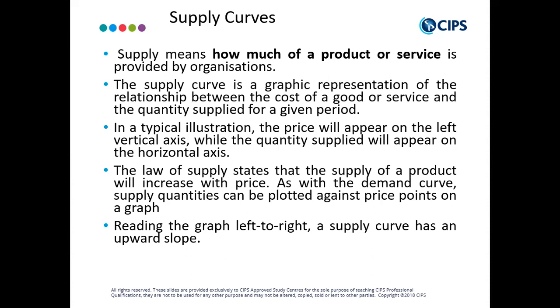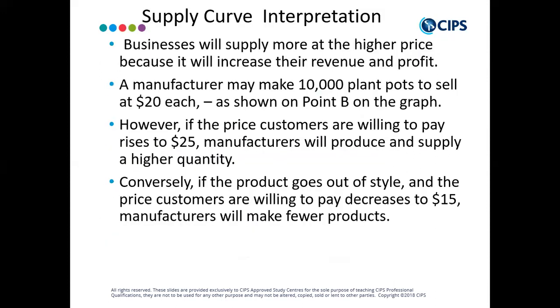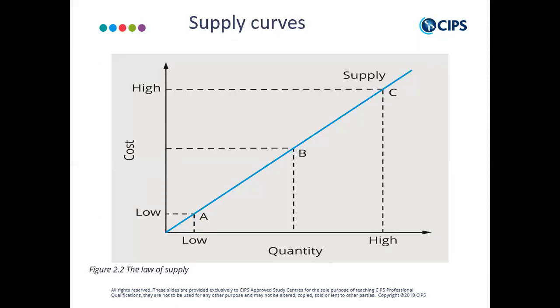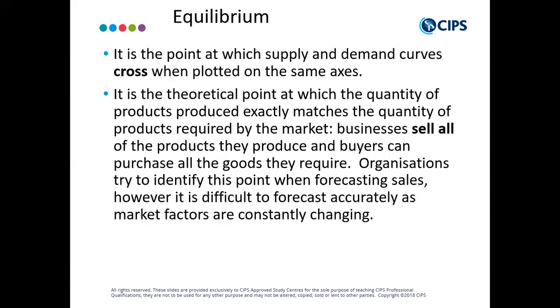It's a typical illustration that shows the price on the left and the quantity supplied on the horizontal axis. This is a supply curve, guys, right? With a supply curve, cost is on this side, quantity is on this side. When the cost is high, the supply will be high, because suppliers want to cover the cost that they incurred, right?